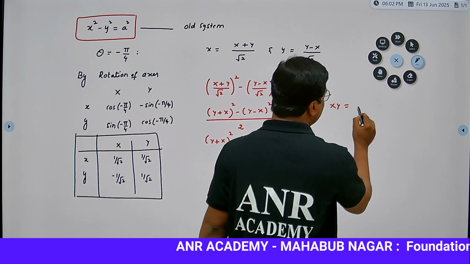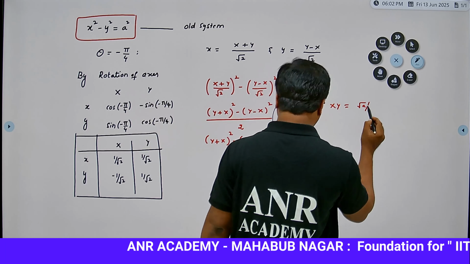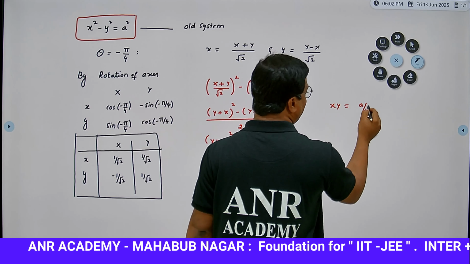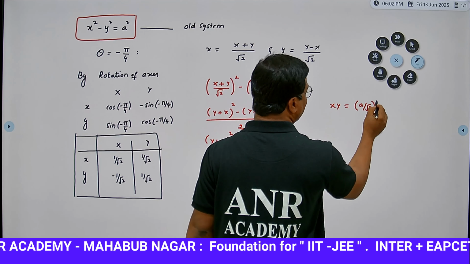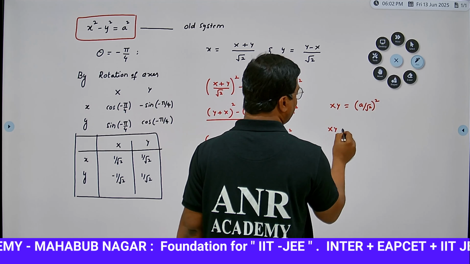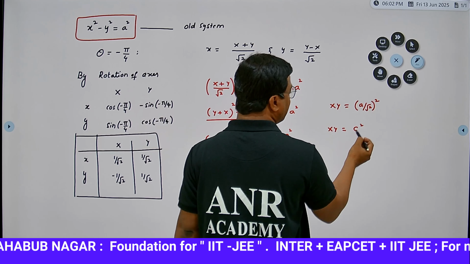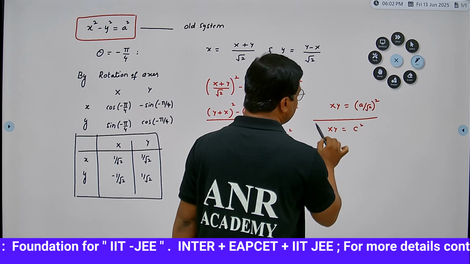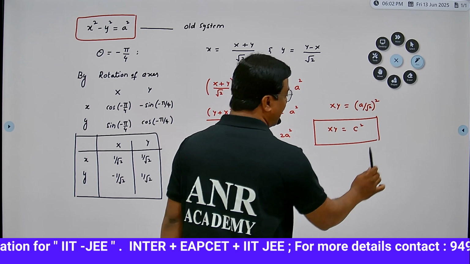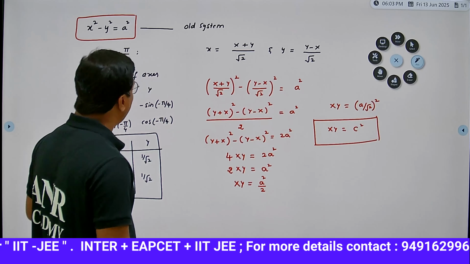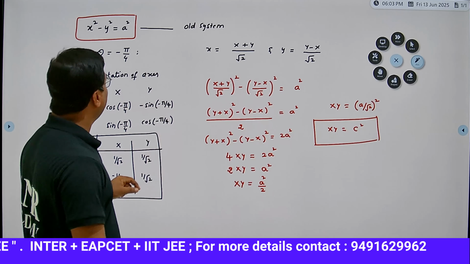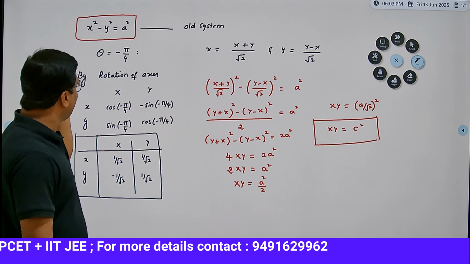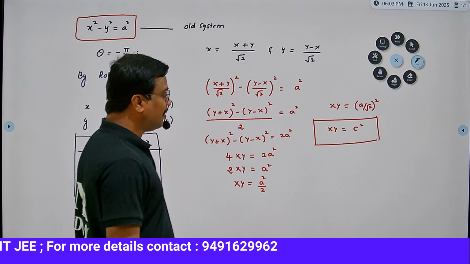I am rewriting it like this: a divided by root 2 whole square. Assume that this is some constant. So you got the result xy equal to c square. xy equal to c square also represents a rectangular hyperbola, but you got this result by applying rotation of axis through an angle theta equal to minus pi by 4.